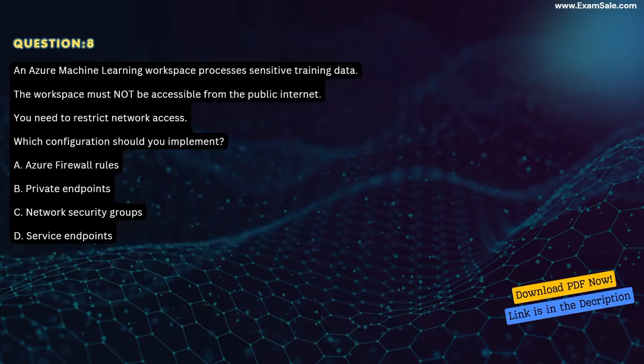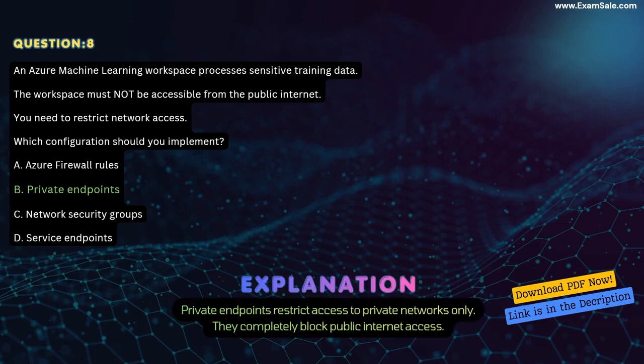Question 8. An Azure Machine Learning workspace processes sensitive training data. The workspace must not be accessible from the public internet. You need to restrict network access. Which configuration should you implement? A. Azure Firewall rules. B. Private endpoints. C. Network security groups. D. Service endpoints. Correct answer: B. Private endpoints. Explanation: Private endpoints restrict access to private networks only. They completely block public internet access.